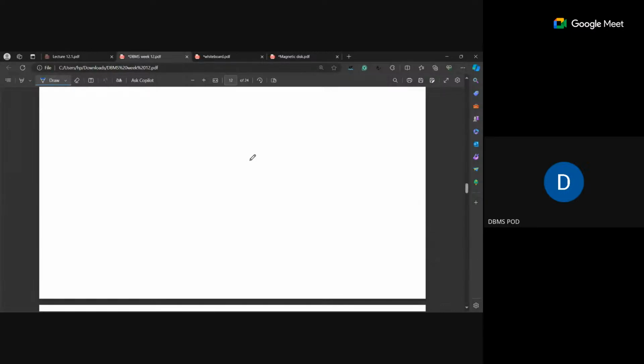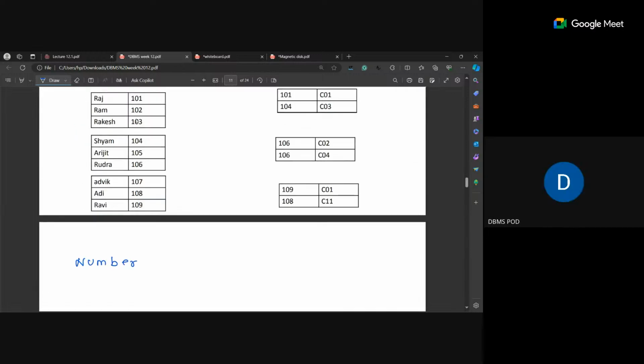Okay, so now let's write the formula. What will be the number of block transfers required? Just one minute. Inner join will also require the seek time, right? Yes, it will require seek time.